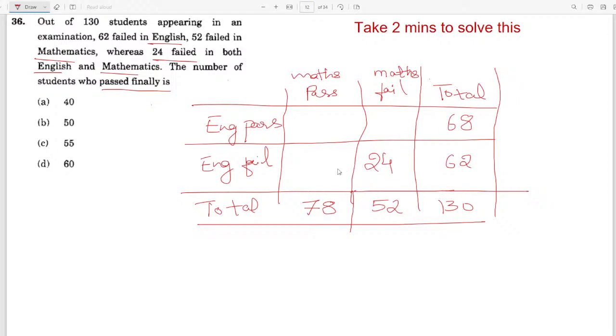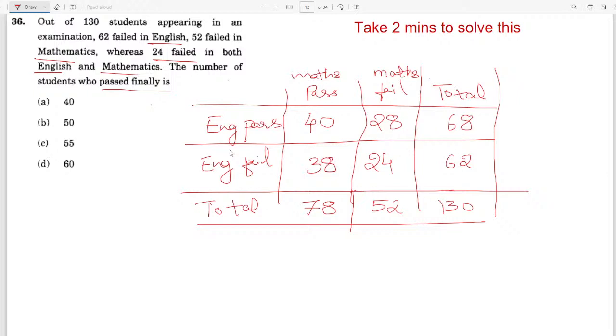After this, now it is just like a maths game. You have to fill these blank spaces. These two numbers should add to 52, so this would be 28, as 52 minus 24 is 28. And now 28 plus something is 68, so this something would be 40. 40 plus 28 is 68. And now 40 plus something is 78, so this is 38.